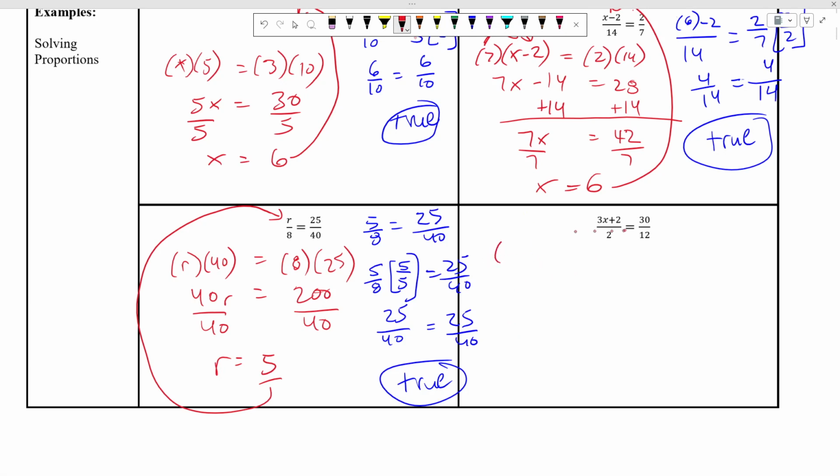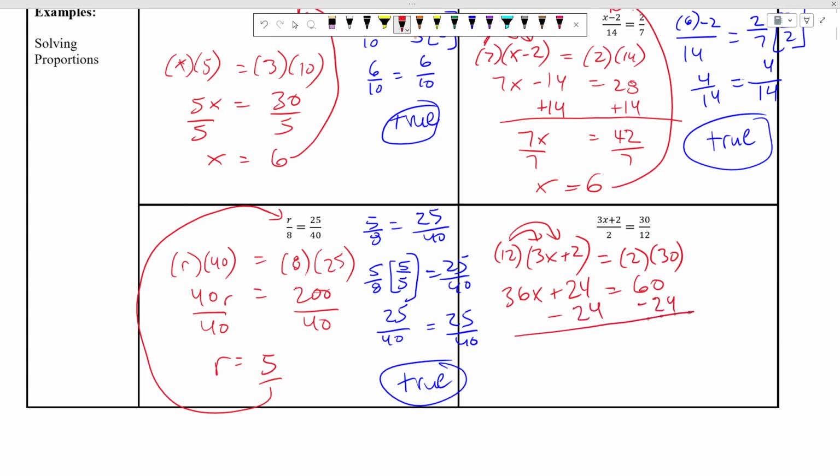So again, cross multiply, I would end up with 12 times 3x plus 2, just like that, equals 2 times 30. Okay, again, distribute. I would get 36x plus 24 equals 60. Inverse or combine like terms via inversing both sides. Let's see, this becomes 36x equals 36.